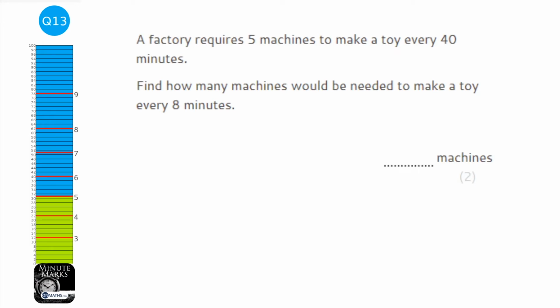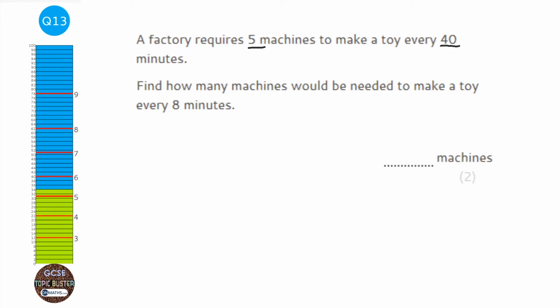Okay, so in this question, you might think that to get the answer to this, you do 40 divided by 5 to get to 8, so you divide that by 5 and you get one machine. The problem is that doesn't make any sense. If 5 machines take 40 minutes, that's almost an hour to make one toy, then what, one machine's going to do it in 8 minutes? It just doesn't make sense. And a question like this that doesn't make sense, if one increases, the other increases, is an inverse proportion question.